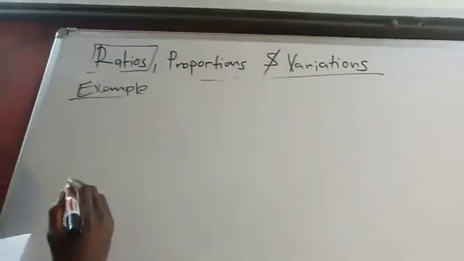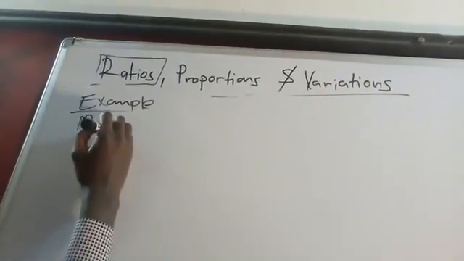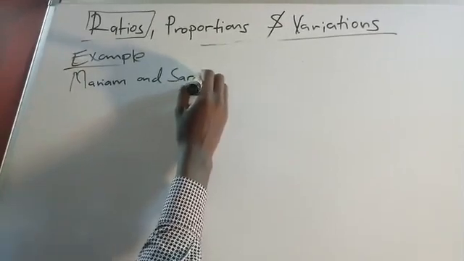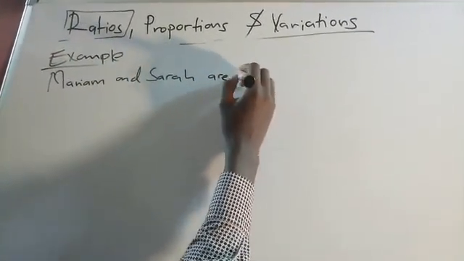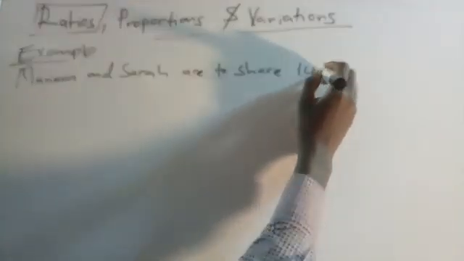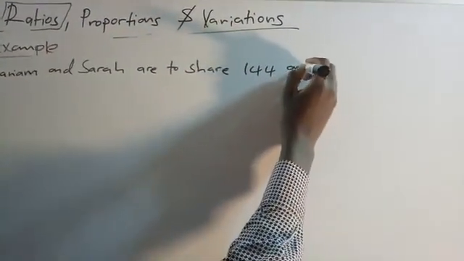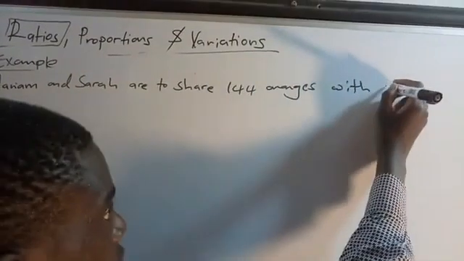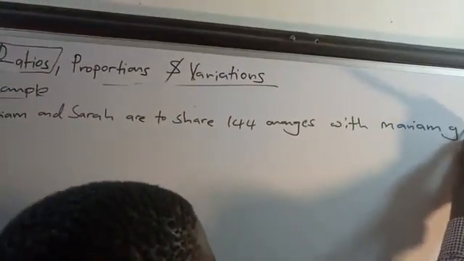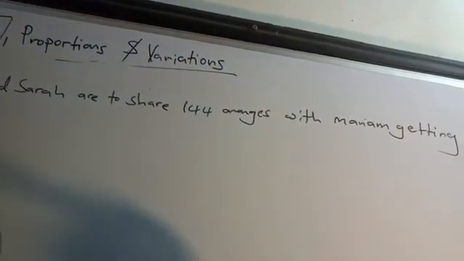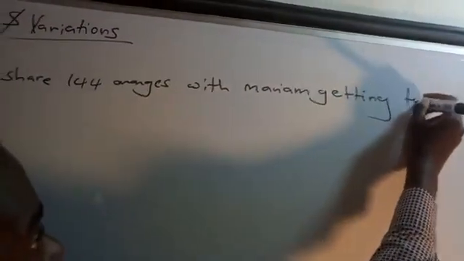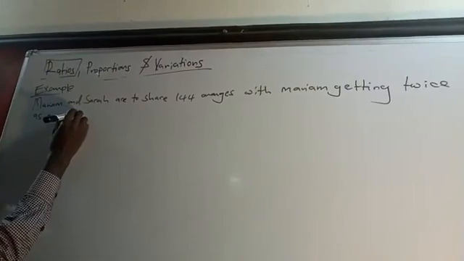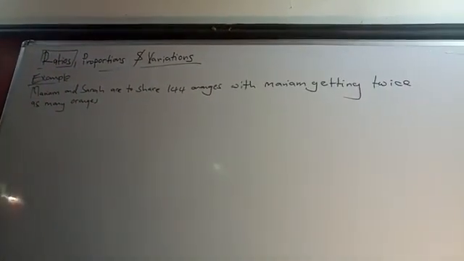A word problem saying that Mariam and Sarah are to share 144 oranges, with Mariam getting twice as many oranges as Sarah.